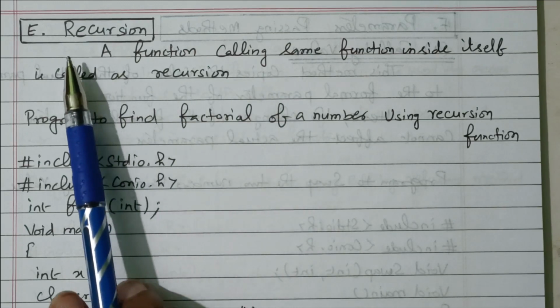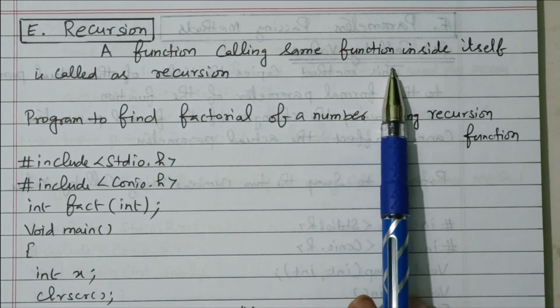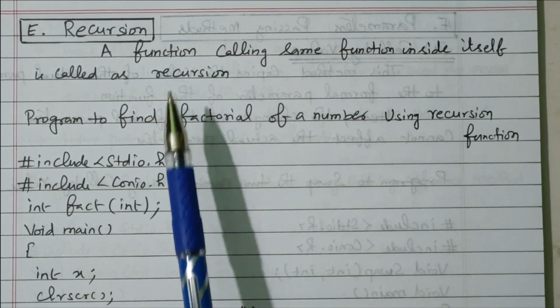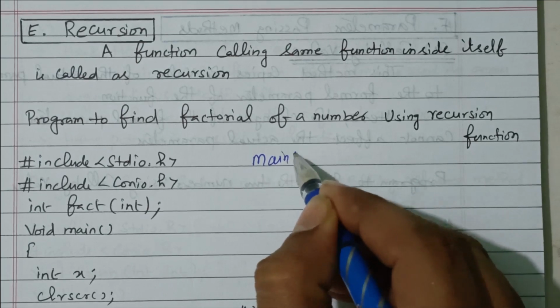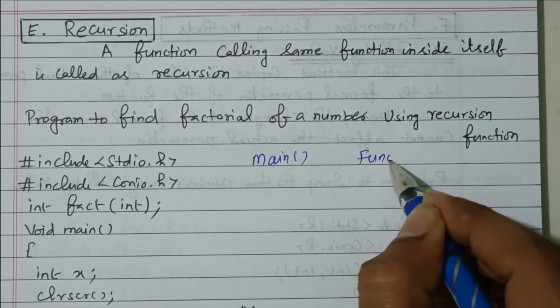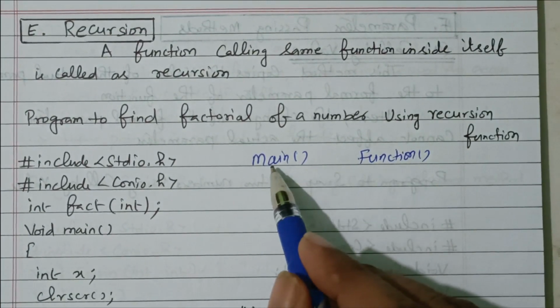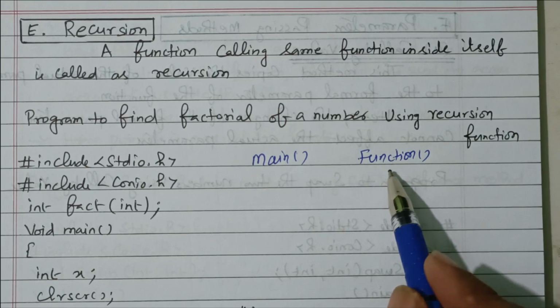Now we'll go to the topic recursion. A function calling the same function inside itself is called recursion. So we know that in C we have the main program and functions. The repeated tasks are kept in the function. Whenever we need, we can call this function from the main program. The objective of the function is that repeated things are kept in the function.